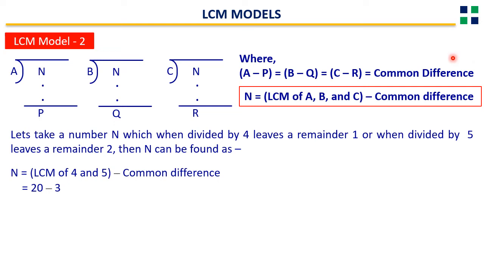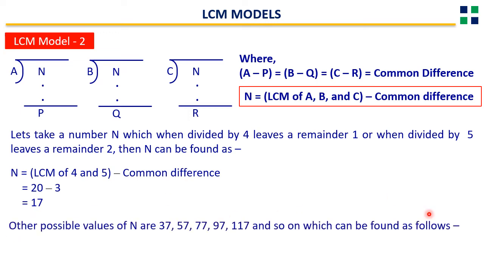The common difference is 3 here. 4 minus 1 is 3, and 5 minus 2 is also 3. So LCM of 4 and 5 is 20, minus the common difference 3. The resulting number is 17. So if you divide 17 by 4, you get remainder 1, and if you divide 17 by 5, you get remainder 2.